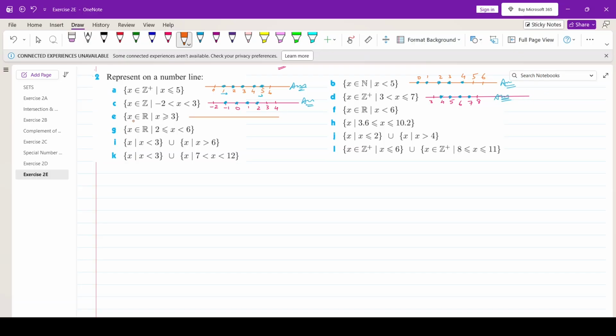Now, a set of all x such that x is a real number greater than or equal to 3. So when we say in case of real numbers, if it is also equal to 3, then we make a dot and fill it.